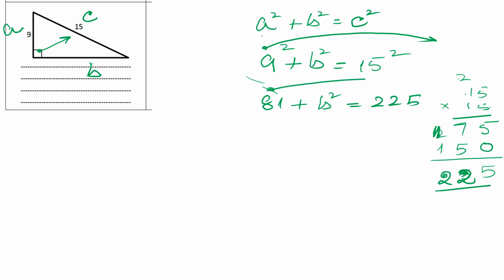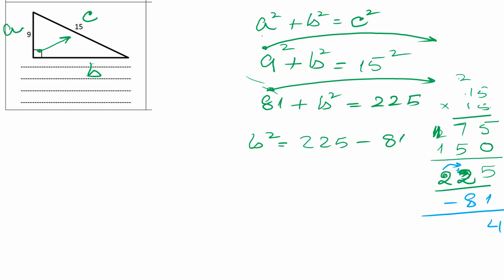Now bring the 81 on the other side. So b square equals 225 minus 81. Now solve it, which means subtract 81 from the 225. So 5 minus 1 is 4. 8 doesn't go from the 2, so bring the 1 here. So here it becomes 12 and here only 1 is left. So 12 minus 8 gives us 4, and here 1. So it is 144. So b square equals 144.